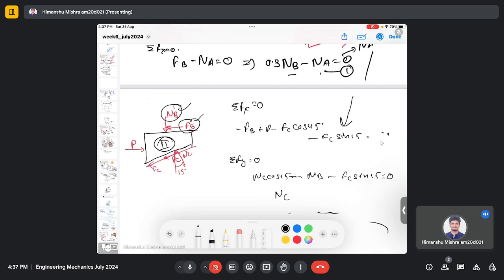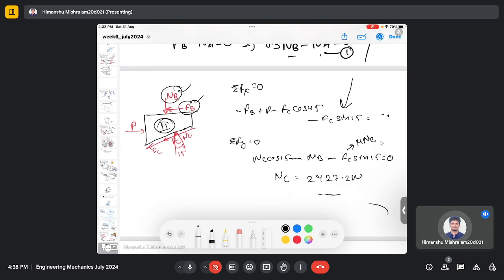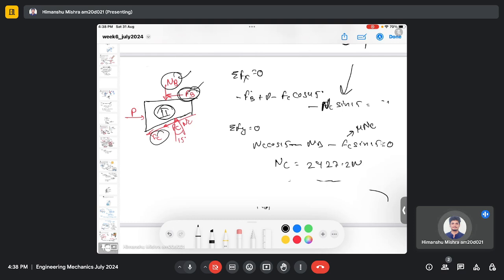Then here we got NC equals 2427.2 Newton. FC can be written as mu NC. Right, and in the x direction, as we have written down, we have FB, we have a component of FC, and we have a component of NC. Sorry, this is NC. Right, so we have already found FB, we need to find FP, and FC we can find from this NC. FC can be written as mu NC.